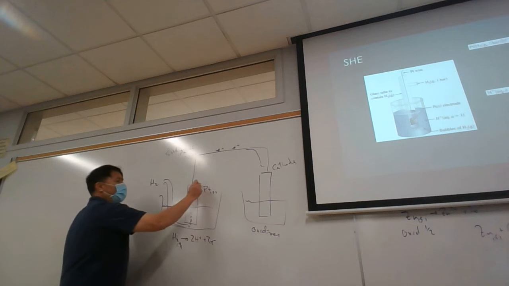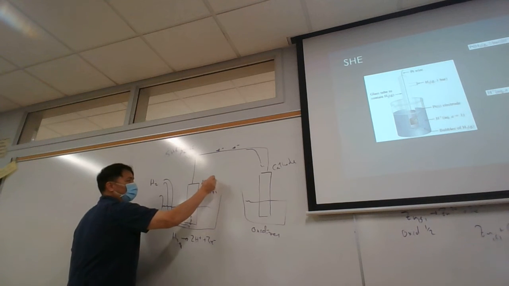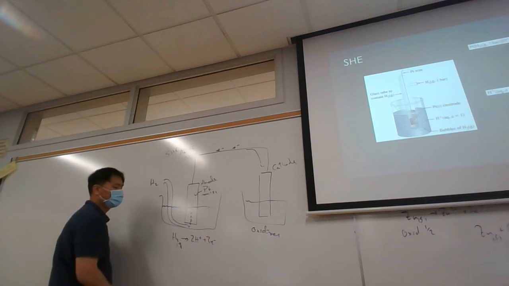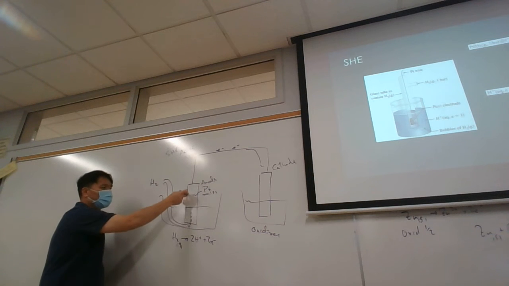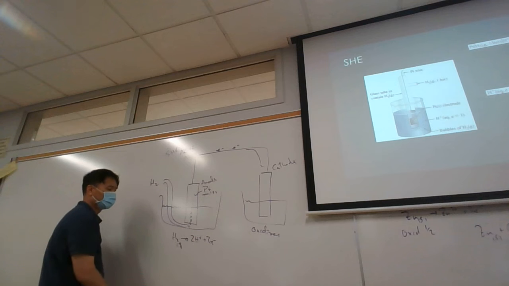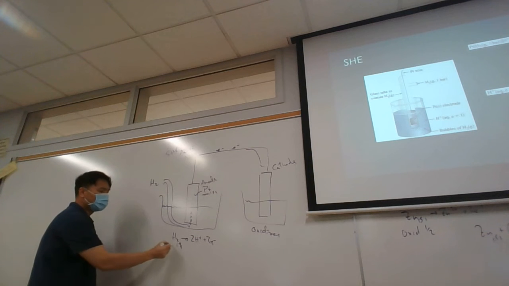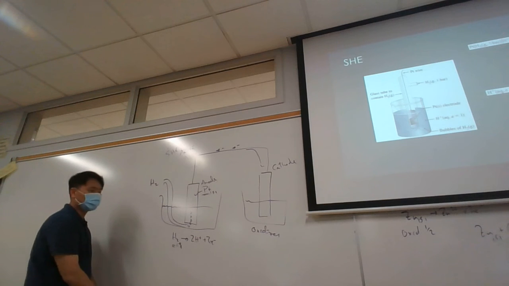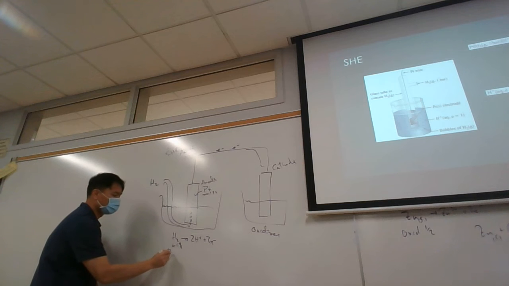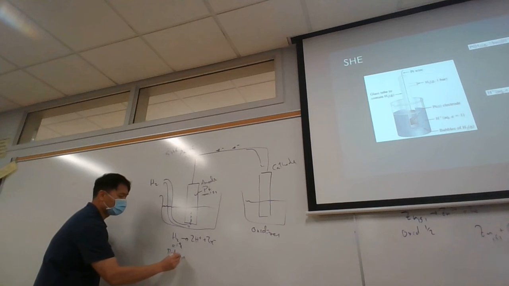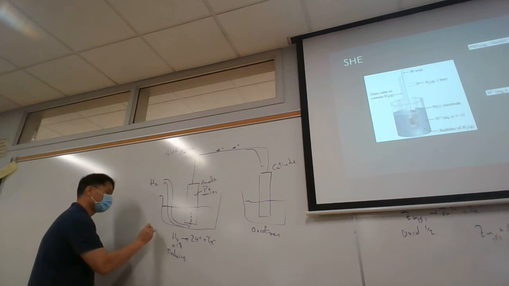Here, the anode is platinum, and platinum's job is just to take the electrons and feed them into the circuit to the oxidizer. But hydrogen is the reducing agent. This is the reducing agent, and the reducing agent undergoes oxidation. So this is the oxidation half reaction here.